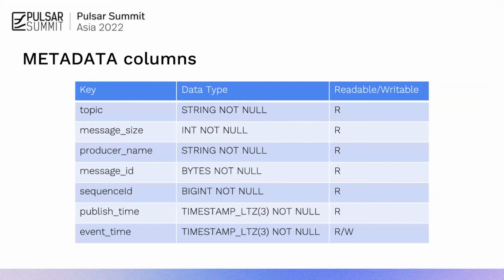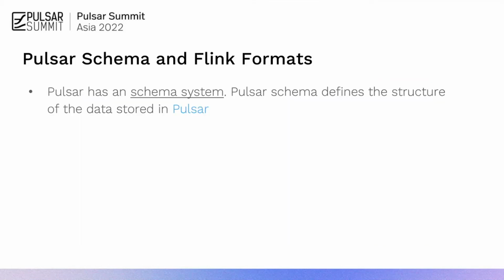Here is a table of all the metadata you can use. As you can see here, most of them are read-only, and the last one is a little bit special, and it's event time. It's writable. And this means you can actually set the event time metadata when you want to send data from Flink to Pulsar. Okay, this is about the metadata columns.